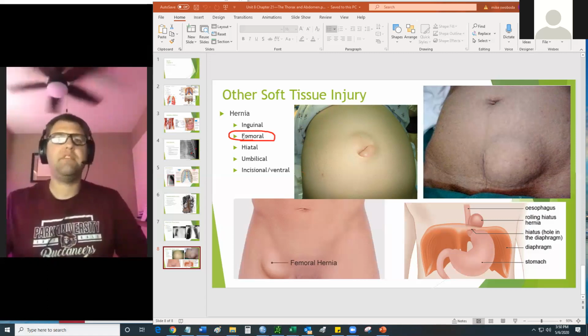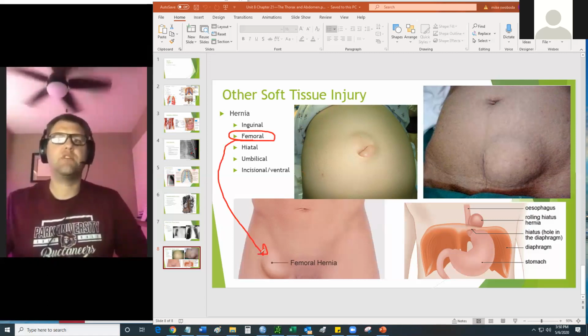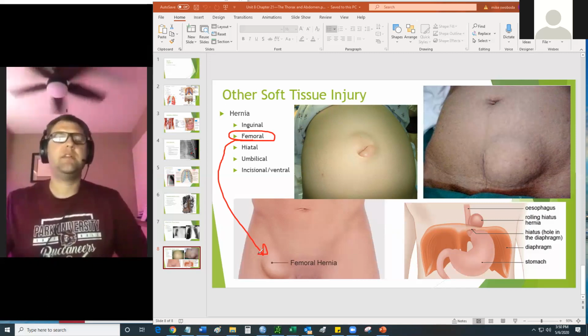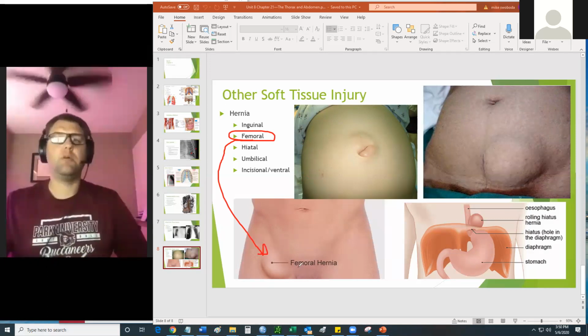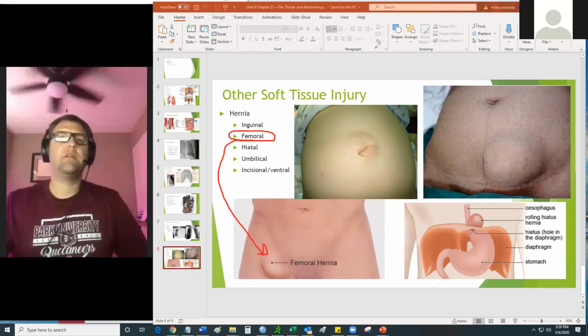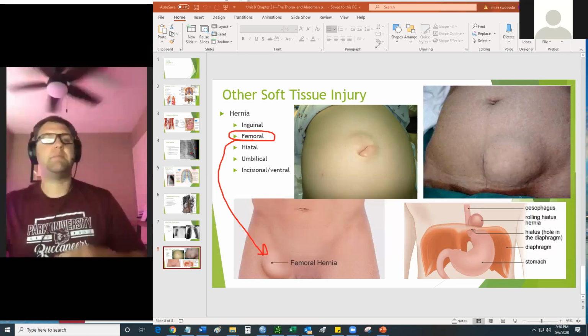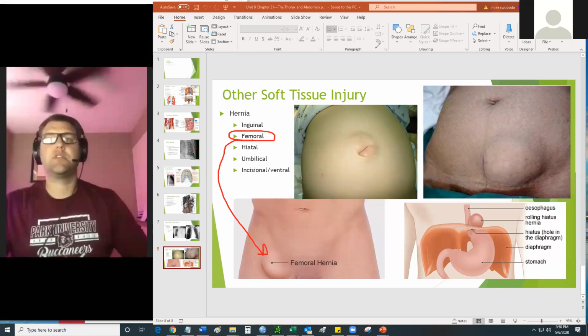A femoral hernia is over here. This is where you're going to have a tear in your lower abdominal wall. And when you have a tear in your abdominal wall, what happens is your intestines come out. So they poke through that.